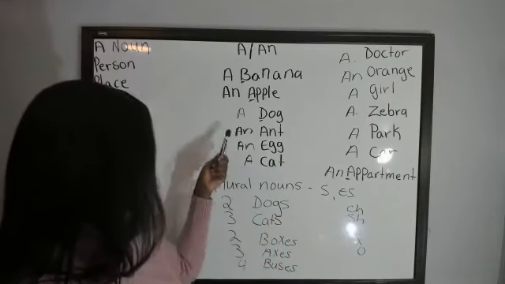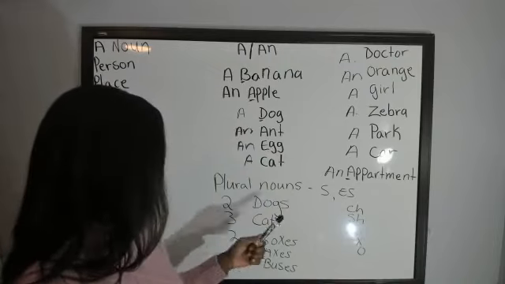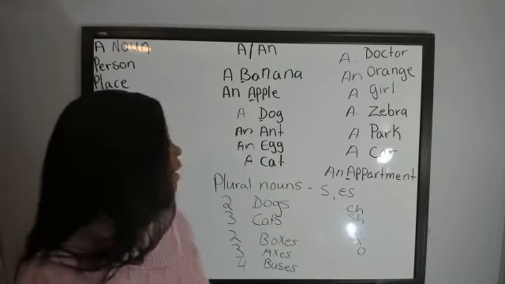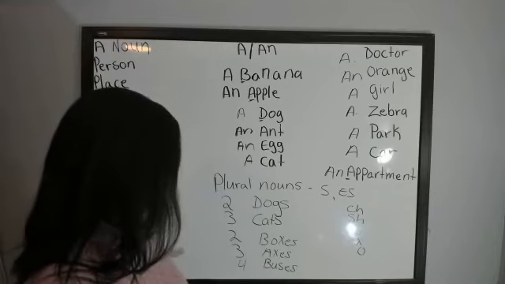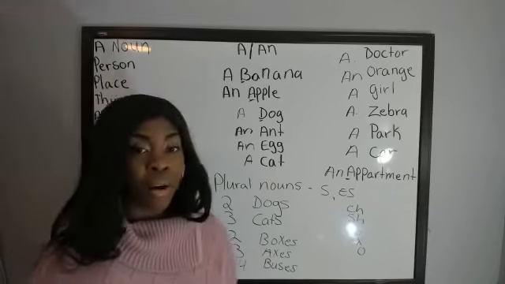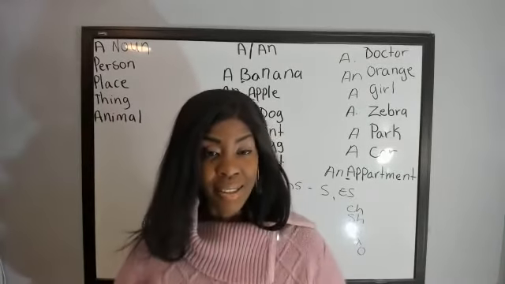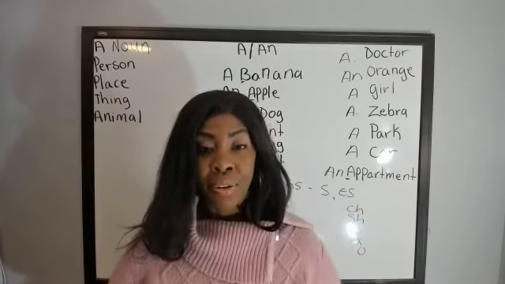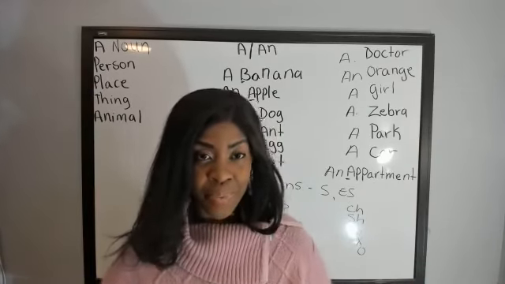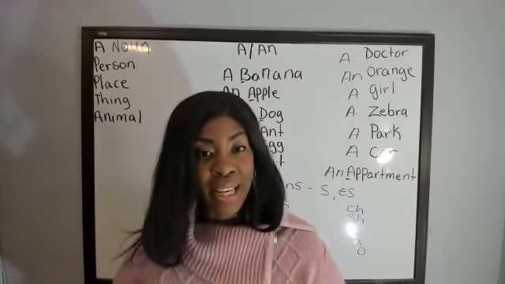First one, a dog, two dogs, a cat, singular, two cats, a box, two boxes, a bus, three buses. So I'm going to go over them one more time, and I want you guys to listen carefully.